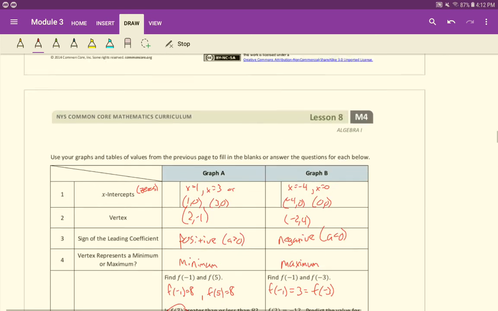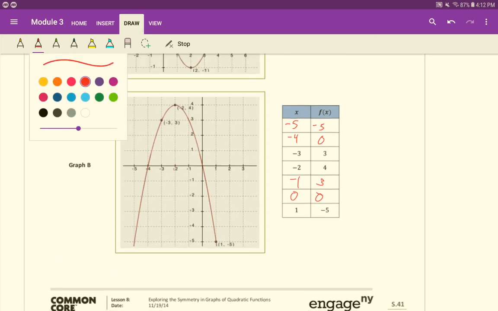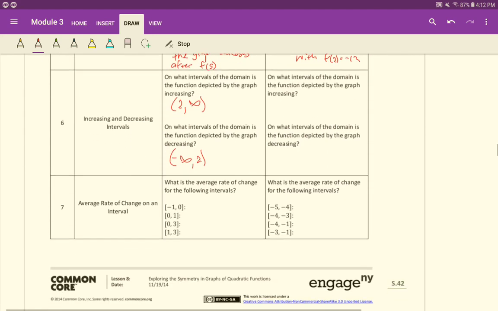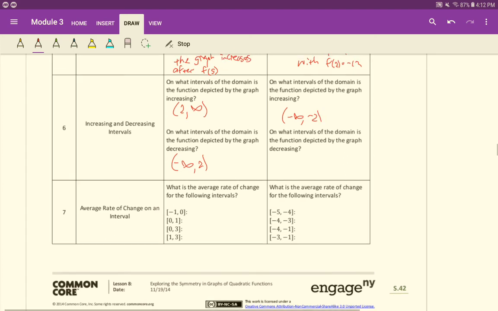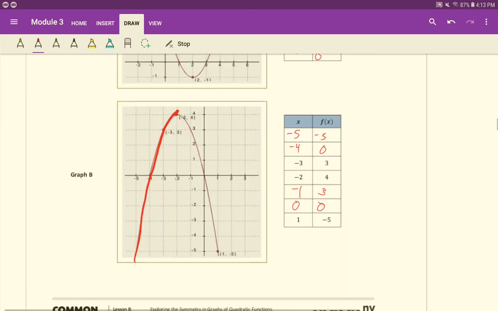All right, hopefully you had a chance to do that. So it's increasing. Again, where is the graph going up from left to right? In this case, it's going up from here, left to right, and it stops right there at -2. So increasing from -infinity to -2. And then where does it stop increasing? Or where does it start decreasing? Well, right here, right? It starts at this point and it goes down, down, down, down, down.